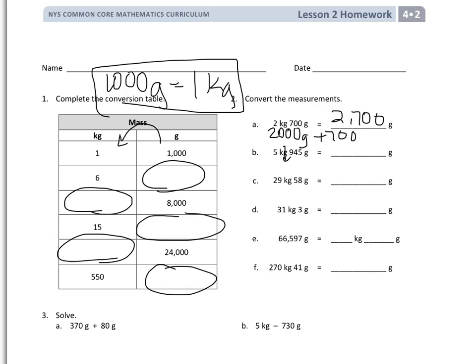So they're going to want to change 5 kilograms into grams, 29 kilograms into some number of grams, 31. And then on E, what they're going to want to do is say, well, now I have grams, how many kilograms is that? And if we remember this big concept up here that 1,000 grams is in 1 kilogram, if I have 66,000, that means that I have 66 kilograms, because 66,000 grams is equal to that. And then I'd keep the remaining 597 grams as is.